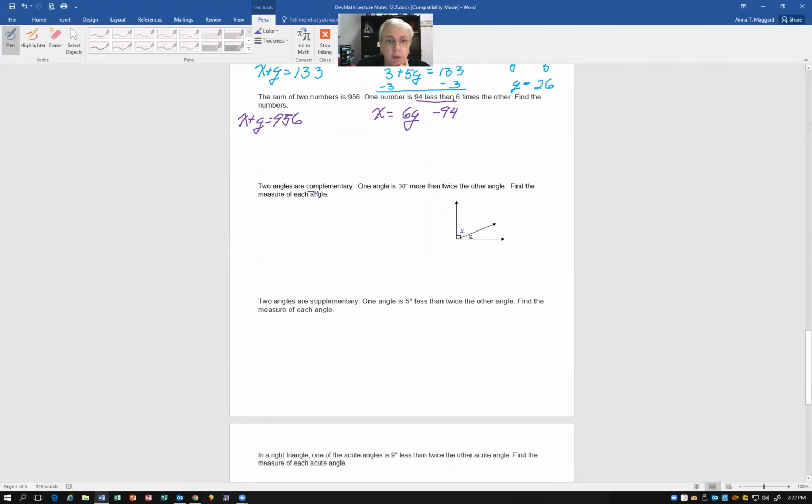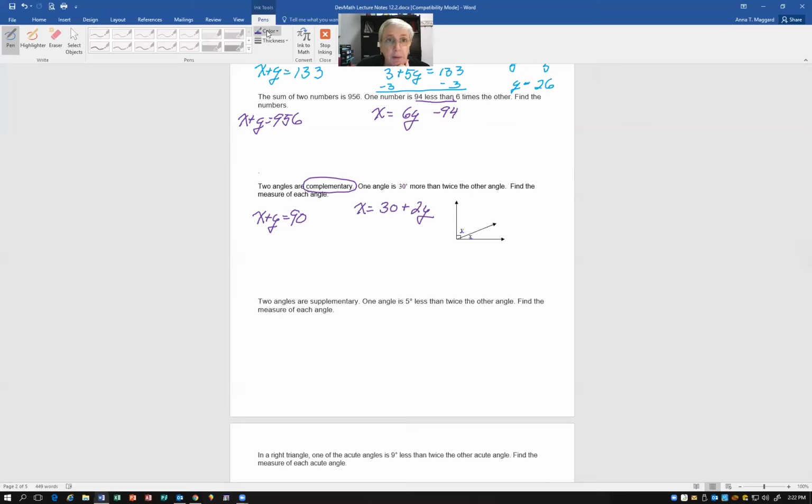Two angles are complementary. You've got to know what this word means. What does it mean if they're complementary? It means that when you add them together, you get 90. See them right there? One angle is 30 more than twice the other. See how I'm writing the equations? There's your two equations.